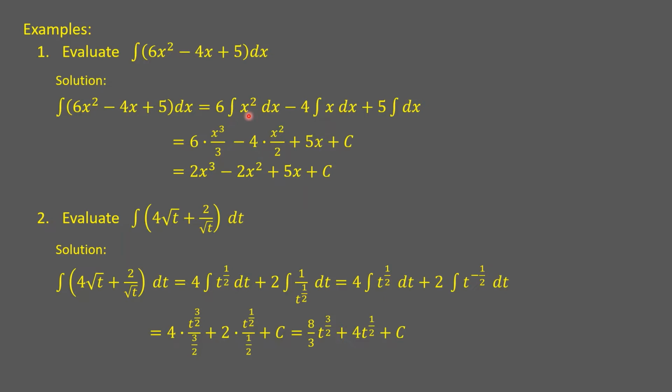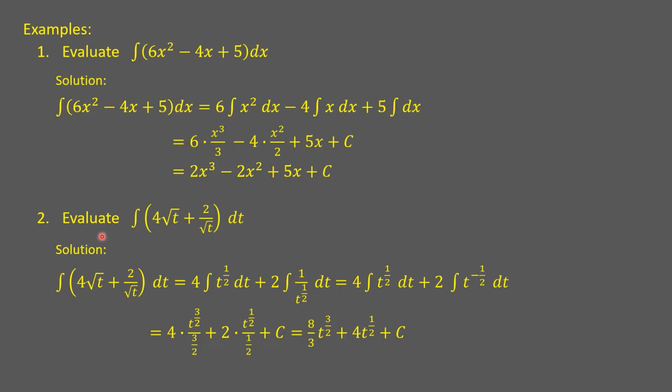And in evaluating the integral of x squared dx, we make use of the power rule, and this would just result in x cubed over 3. Hence, for the first term, we will have 6 times x cubed divided by 3. For the second term, the integral will be given by -4 times x squared divided by 2. And then we have 5x for the third term, and we now have to add the arbitrary constant c. Simplifying this expression, we have 2x cubed minus 2x squared plus 5x plus c.